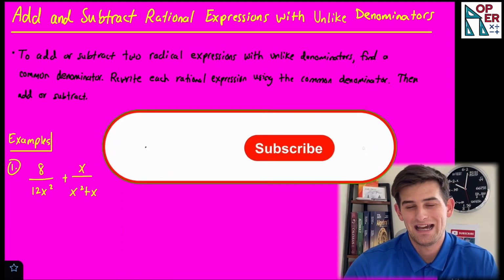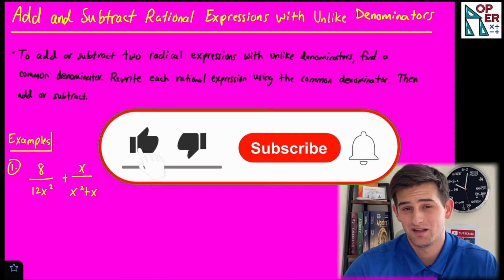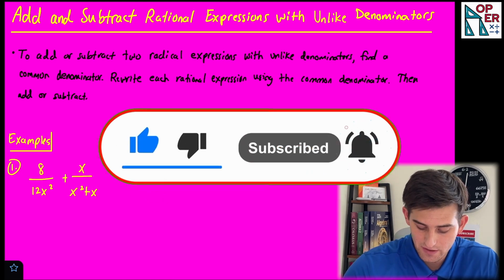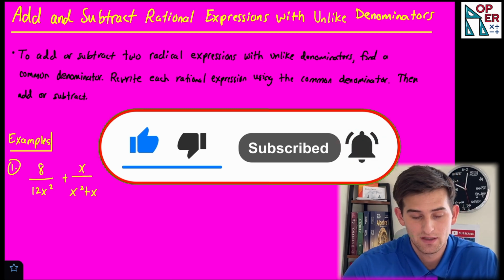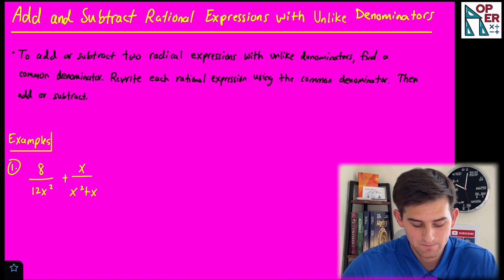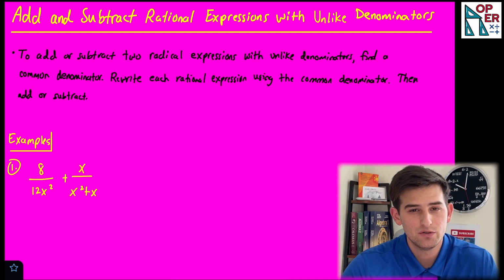Let's talk about how we can add and subtract rational expressions with unlike denominators. So to add or subtract two rational expressions with unlike denominators, find a common denominator. Rewrite each rational expression using this common denominator and then add or subtract. So there's actually two ways we could do this.